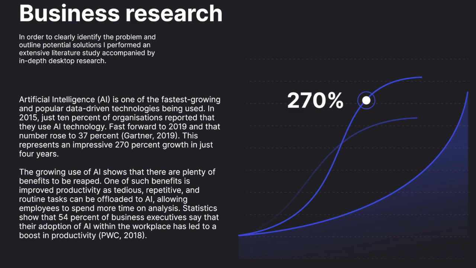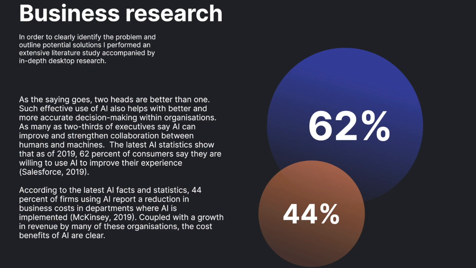One of such benefits is improved productivity, as tedious, repetitive, and routine tasks can be offloaded to AI, allowing employees to spend more time on analysis. Statistics show that 54% of business executives said that their adoption of AI within the workplace has led to a boost in productivity. As the saying goes, two heads are better than one. Such effective use of AI also helps with better and more accurate decision-making within organizations. As many as 2/3 of executives say that AI can improve and strengthen collaboration between humans and machines.